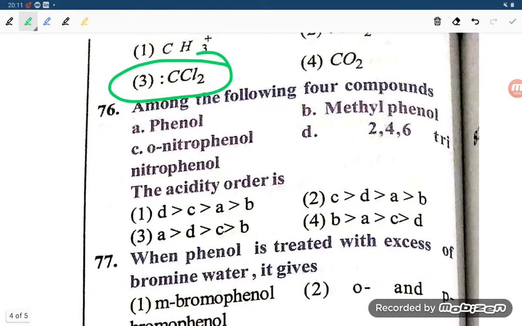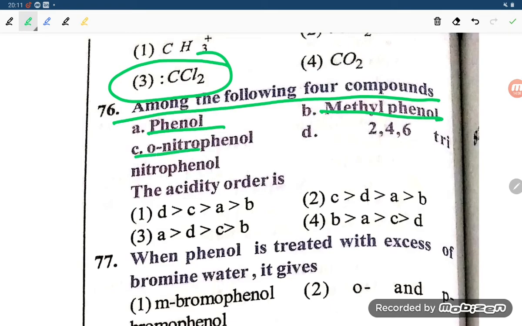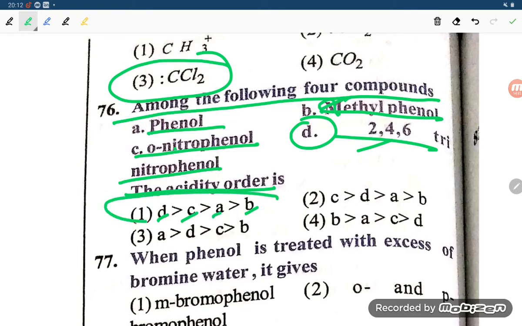Next question, student. Among the following 4 compounds, phenol, methylphenol, orthonitrophenol, 2,4,6-trinitrophenol, what is the acidic order? The most acidic is 2,4,6-trinitrophenol. So D will be the most acidic, and then orthonitrophenol, and methylphenol is the least, so B will be the least, because the methyl group is an electron donating group. So the correct option is option number A, student.